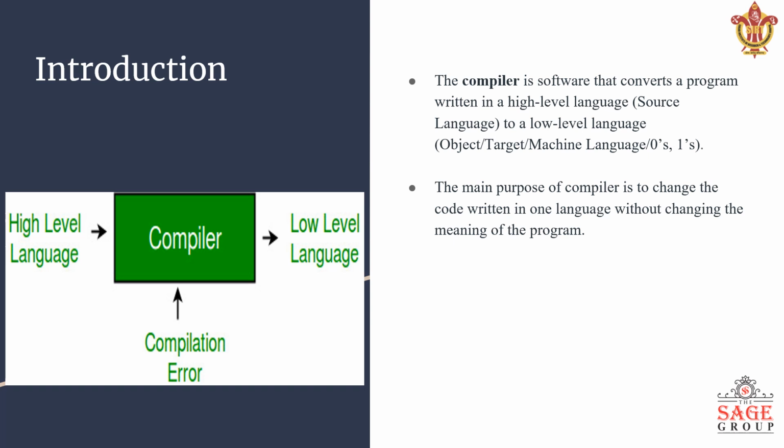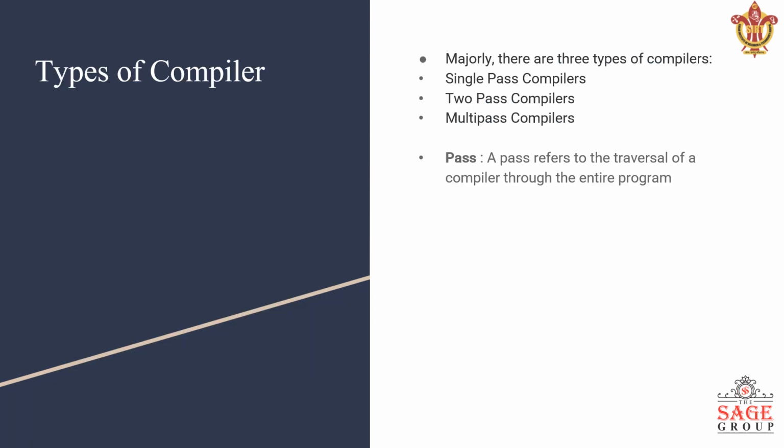The main purpose of a compiler is to change the code written in one language into another without changing the meaning of the program. This is the main purpose. Now, there are three types of compiler used to translate the high-level language into the target machine code. The first is the single-pass compiler, then the two-pass compiler, and the multi-pass compiler.